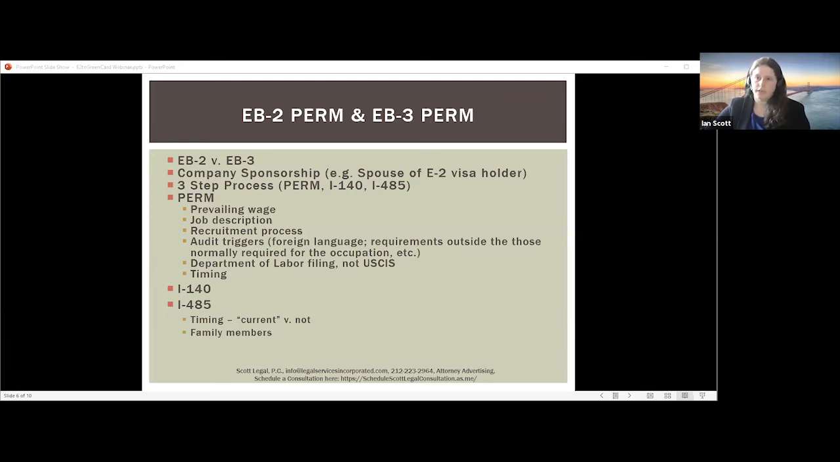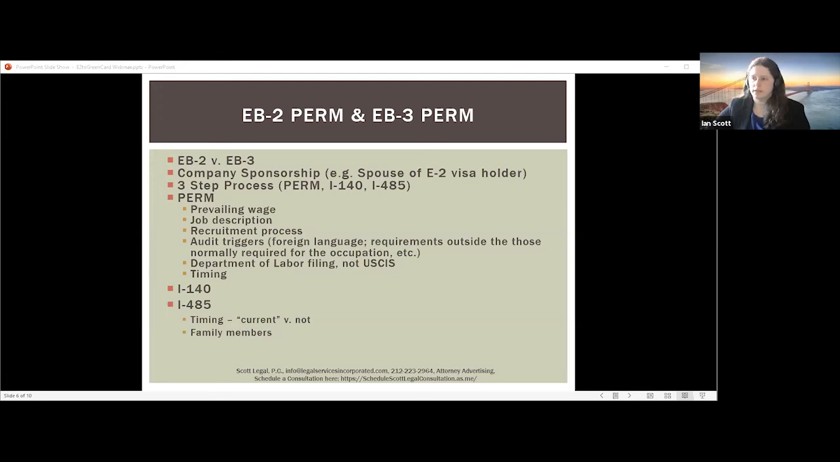For the I-140, at that stage, the company is going to be showing that they meet their requirement of ability to pay the prevailing wage. So, financial documents or things of that nature to show that they have that ability to pay the prevailing wage. And then you'll also have to provide proof about the foreign national's background. So if the job required a bachelor's degree plus 1 year of experience, in the I-140, the applicant will have to show they have that bachelor's degree and that 1 year of experience, and that they had it before they joined the company that's sponsoring them.